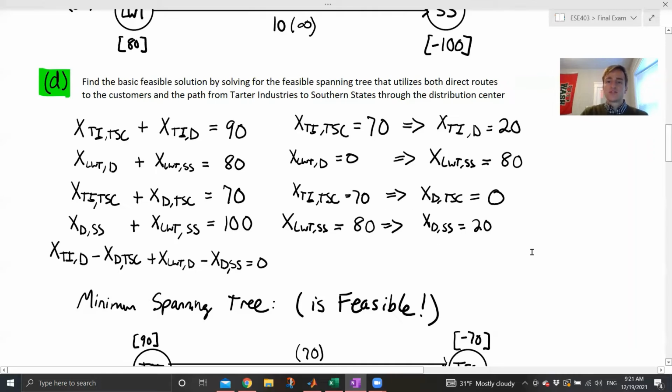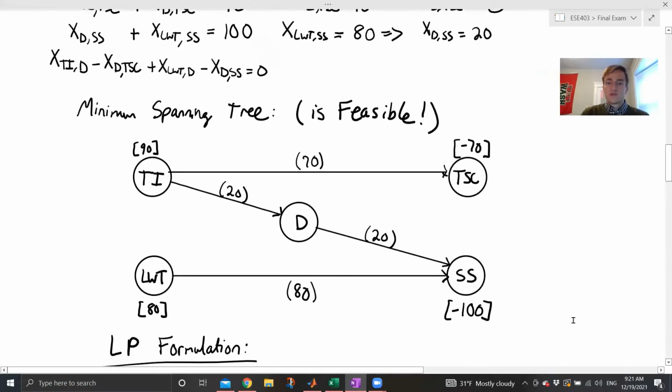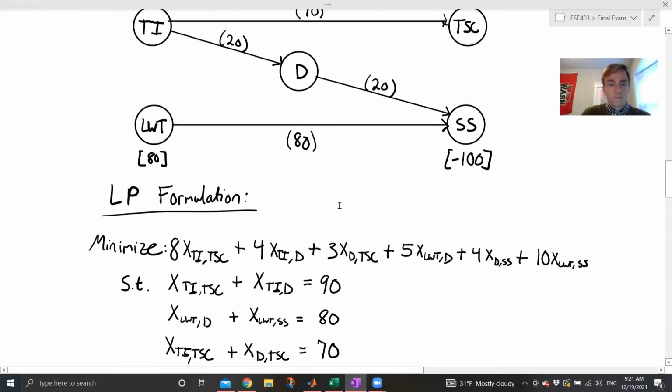And from the solution of these constraints, we get the minimum spanning tree, and this is what it looks like. And it is in fact part of our feasible solution. And moving on, we can now create an LP formulation using this as a starting point.